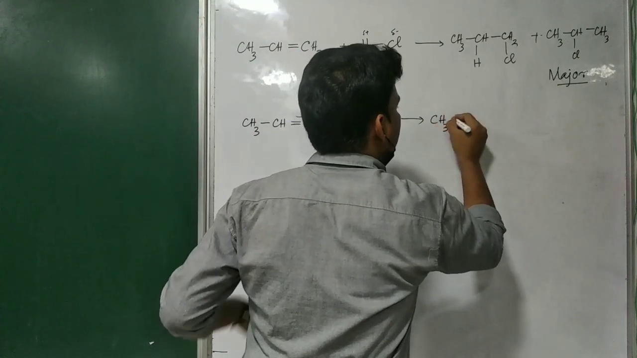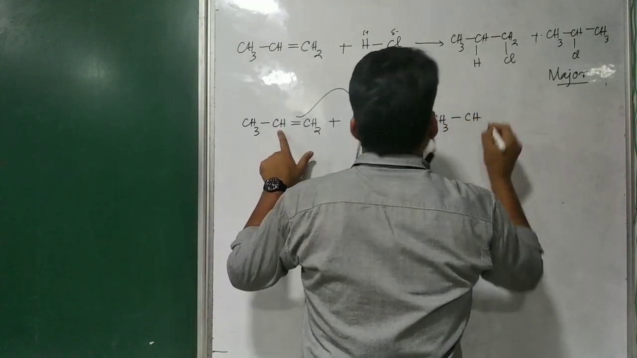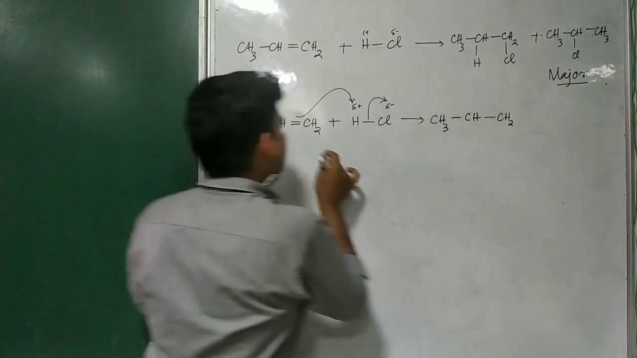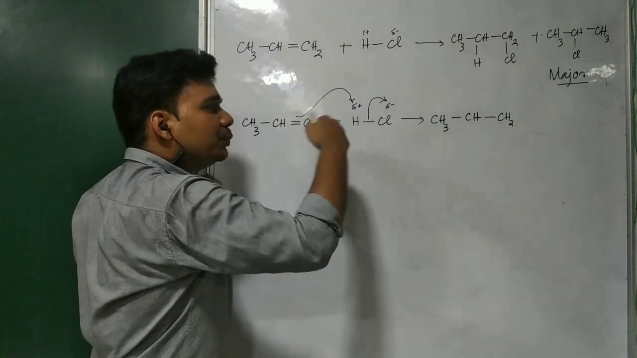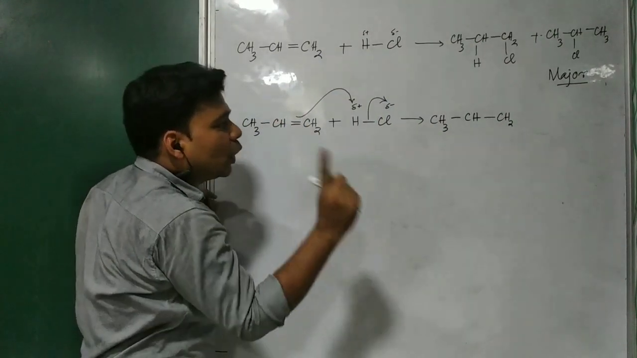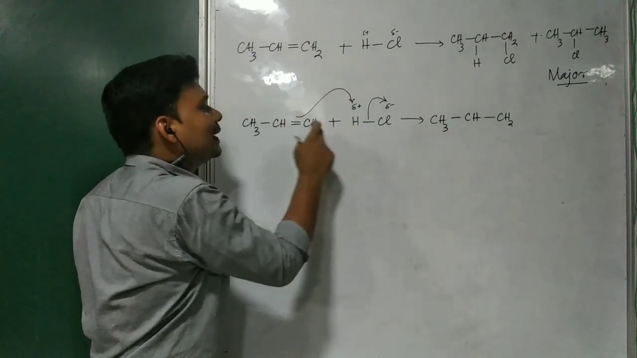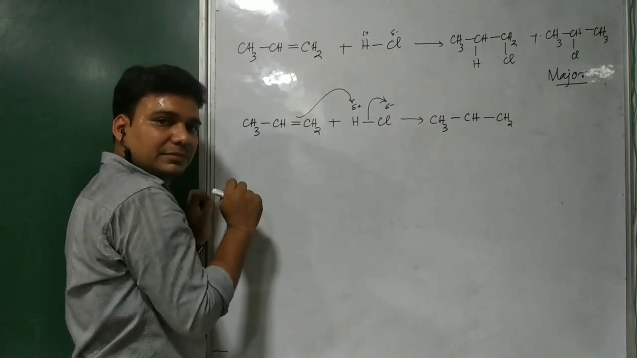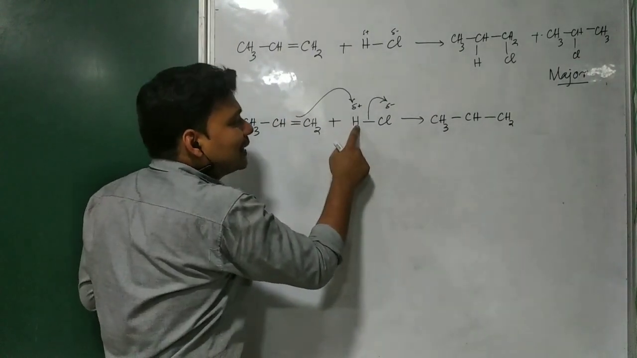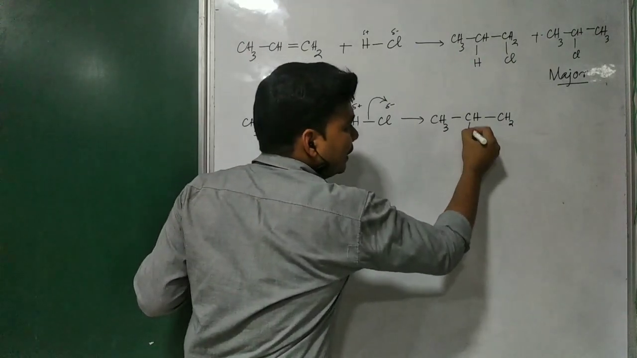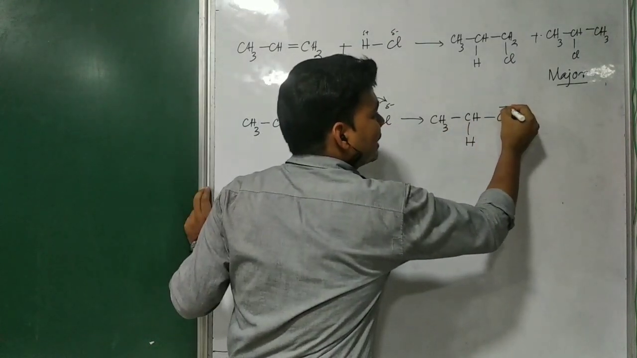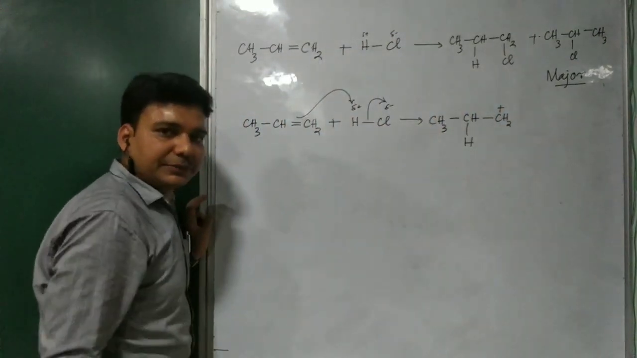This is your CH3 group, this is CH. The double bond was there. Next, I need to put a single bond because this electron cloud is going to be used. By the help of this pi electron cloud, when a bond is formed between this hydrogen and any of these carbon atoms, then we will get the carbocation. If the middle carbon binds this hydrogen, then obviously a positive charge will be developed over the terminal carbon.